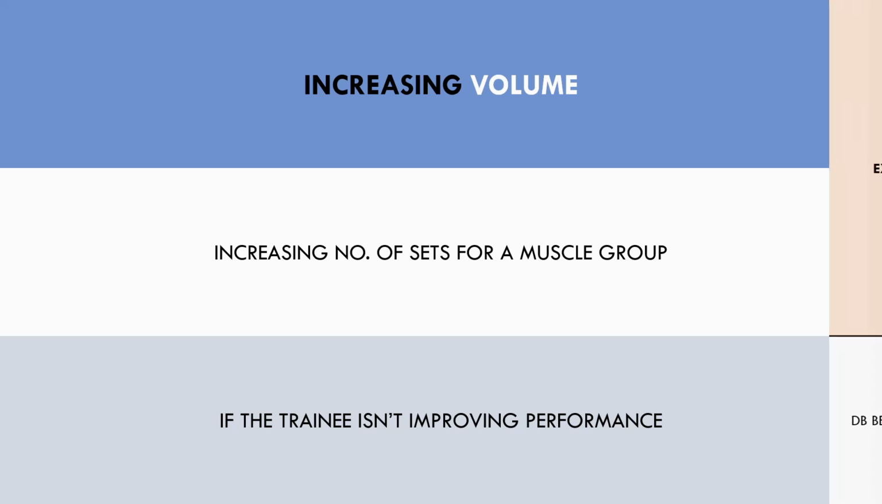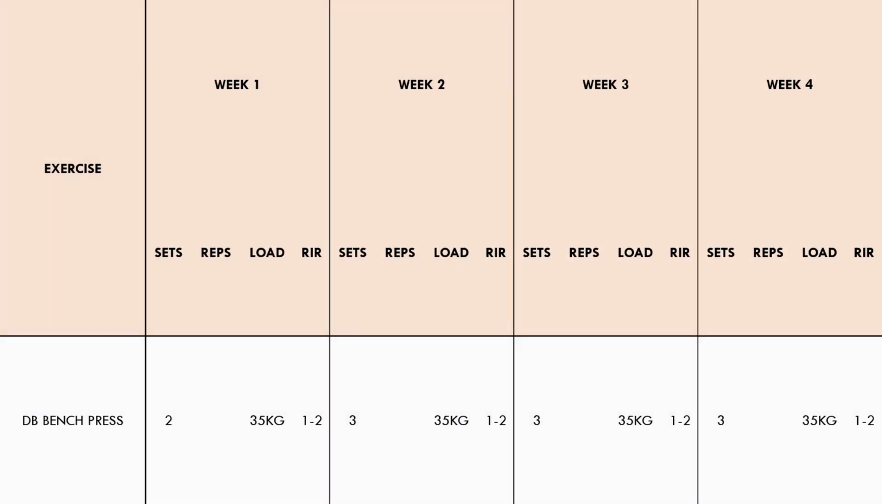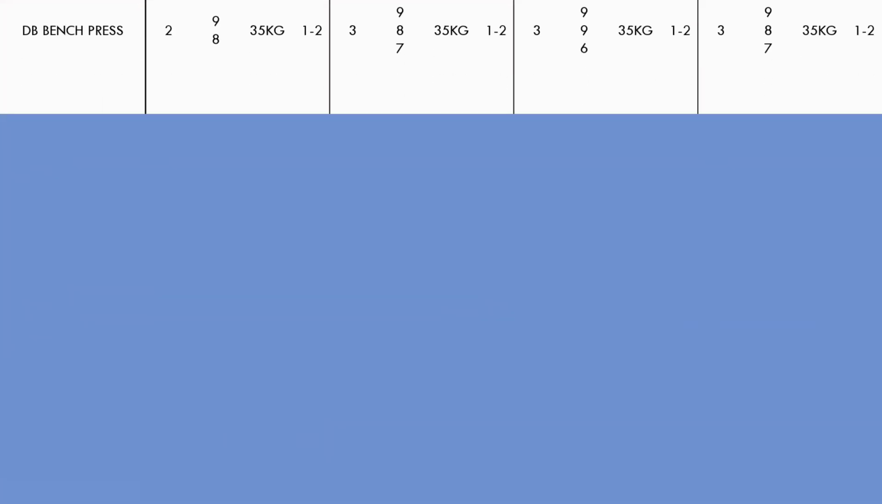For example, let's use the dumbbell bench press once again. As we can see here, the trainee is failing to see any noticeable improvements in reps performed over the 4-week mesocycle. So in the following mesocycle, they may increase the number of sets performed to increase the total weekly volume.